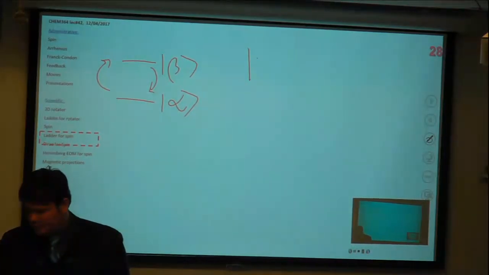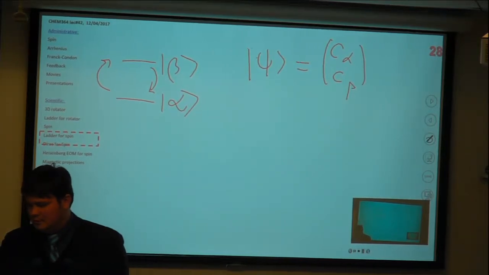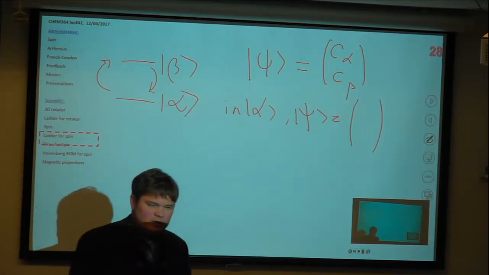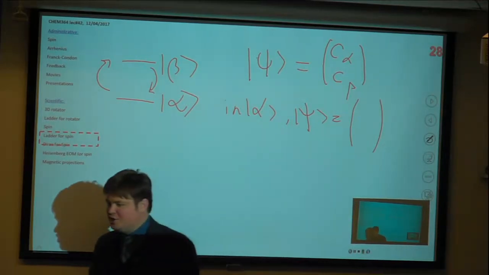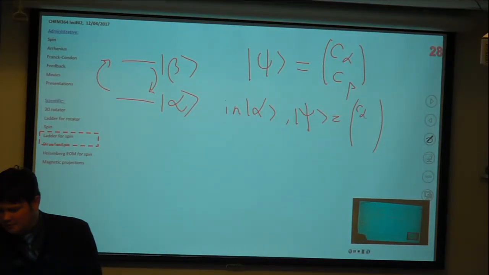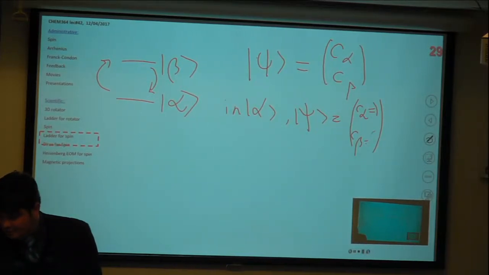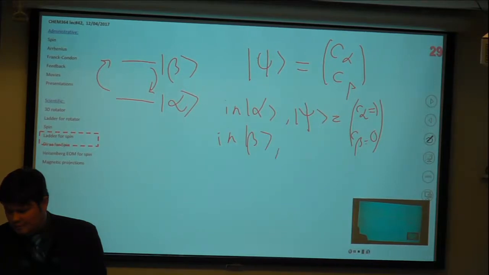So the quantum state is a vector, alpha, beta. If the system resides in state alpha, how would we record such a system in the basis of this two-component vector? What will be the values of the projections C alpha and C beta? C alpha, C beta equals 1, 0. Everyone agrees, right? 1, 0. What if the system is in beta? Then the vector will be 0, 1, right?